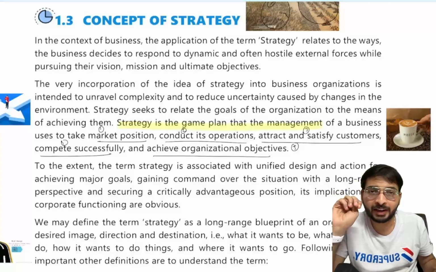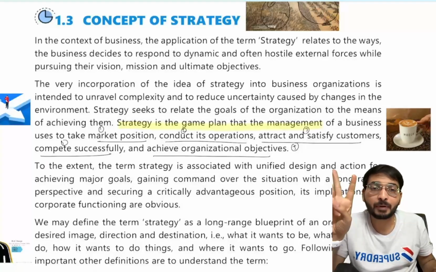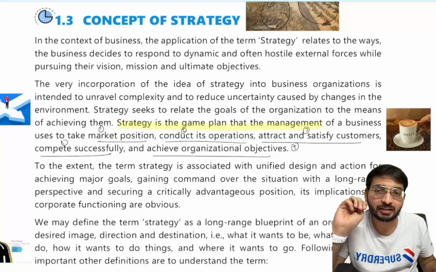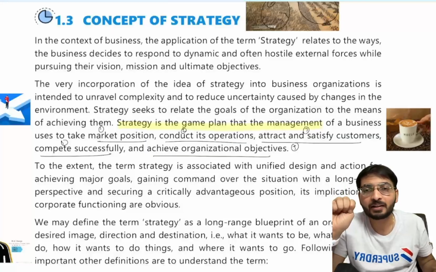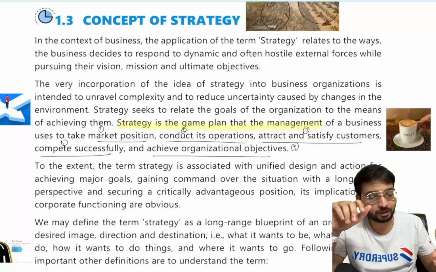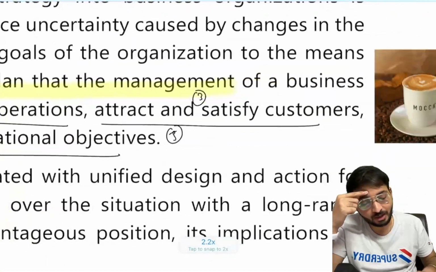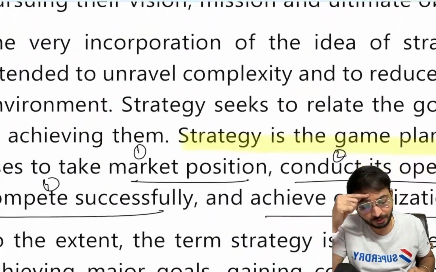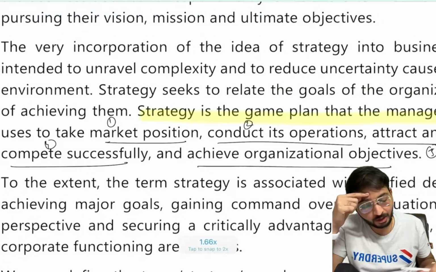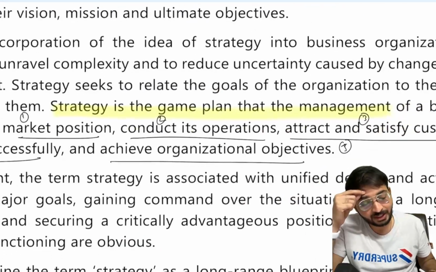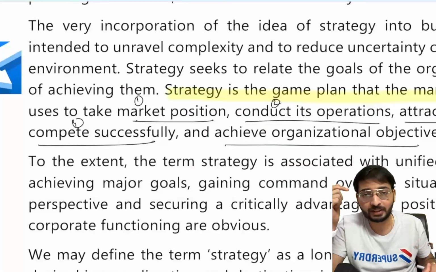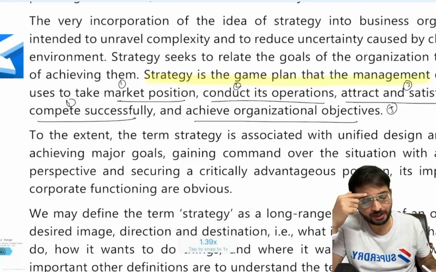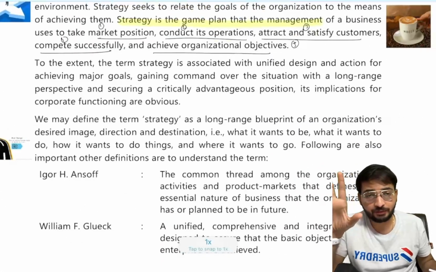Number two, to conduct its operations. Number three, attract and satisfy customers. Number four, to compete successfully. Number five, to achieve the organizational objective. A small shortcut where this is called MOCA. M for market position, O for operations, C for customers, C for compete successfully, A for to achieve the organizational objectives. First definition done.